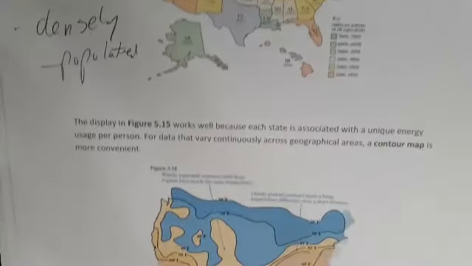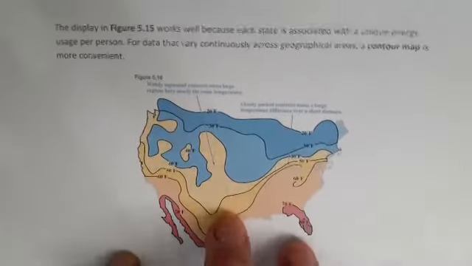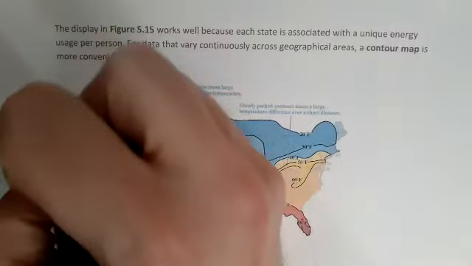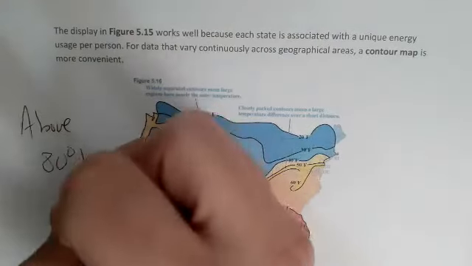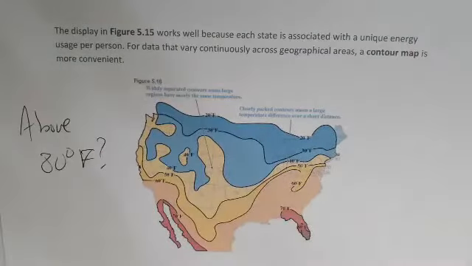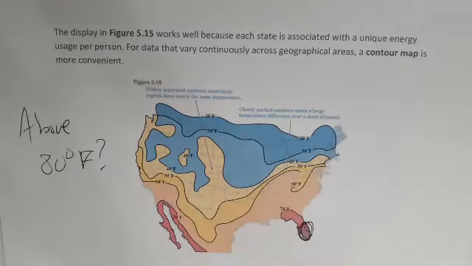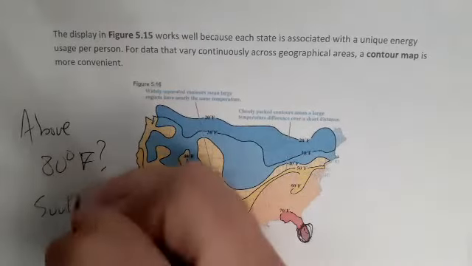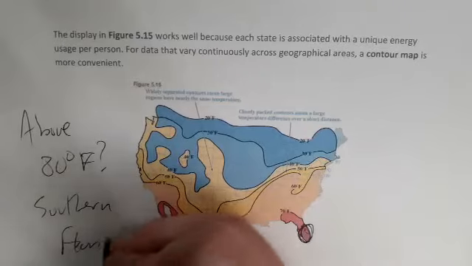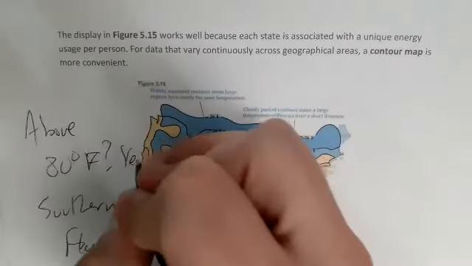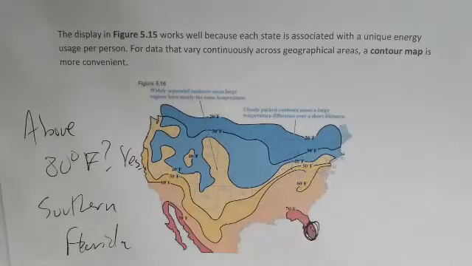Part B says, were there any temperatures above 80 degrees? This is coming from the questions on the next page. Were there any above 80 degrees? That would be these right in here. There's this one color right in there. It says 80 degrees on the border. Somewhere in southern Florida. Yes, it is happening. And then it says, if so, where? We said that in the tip of Florida.